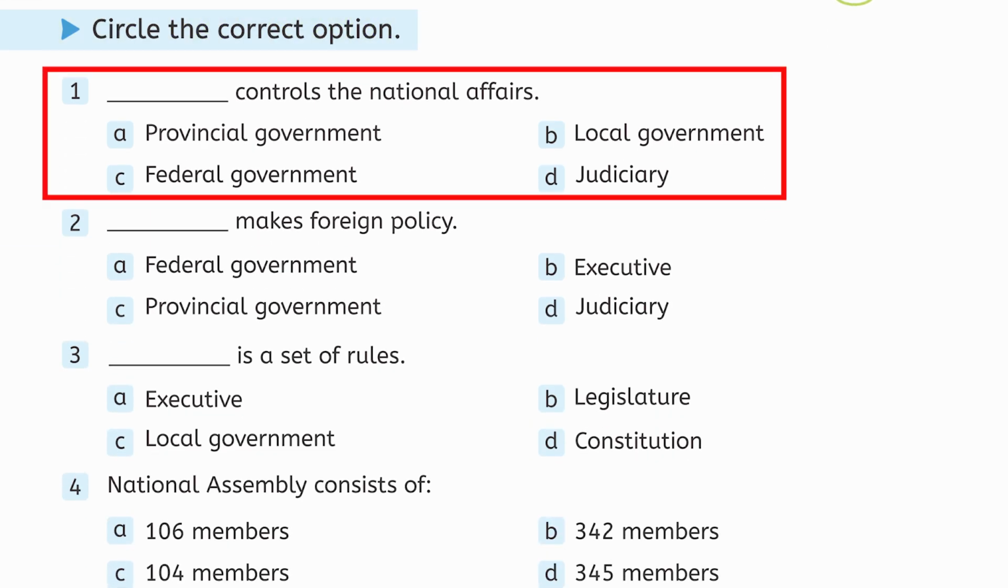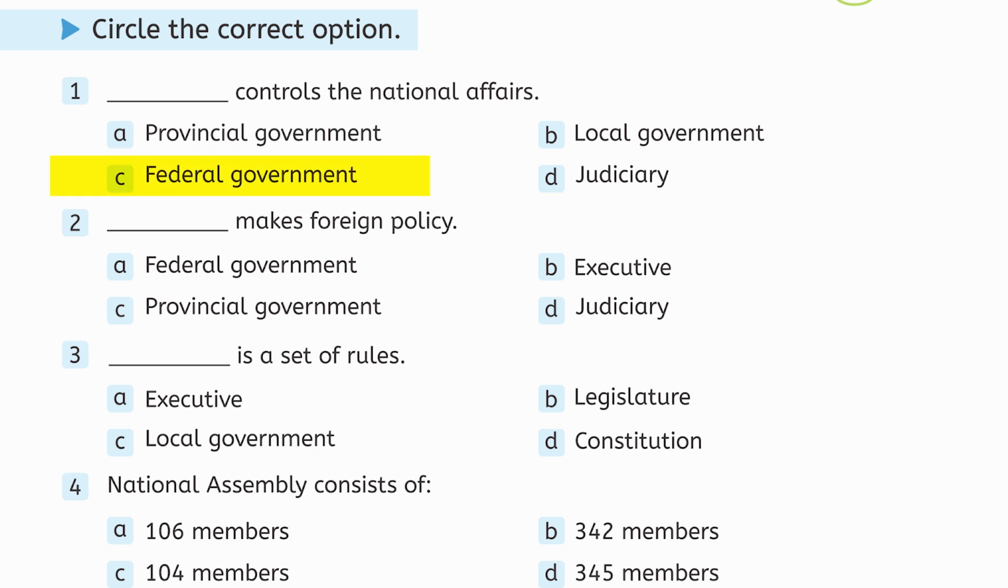Circle the correct option. Dash controls the national affairs. Option A, provincial government. Option B, local government. Option C, federal government. Option D, judiciary. So, the correct option is option C, federal government.